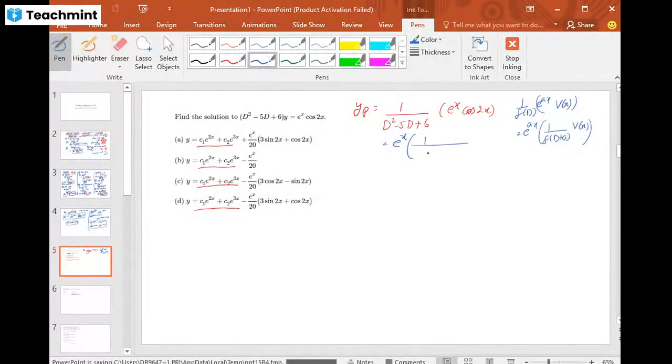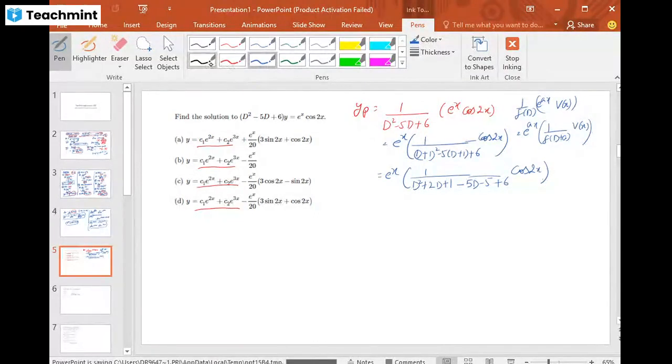So we are going to replace D with D plus 1, and apply this operator on cos 2x. So this is e power x, and here we have 1 upon (D square plus 2D plus 1) minus (5D minus 5) plus 6, cos of 2x.